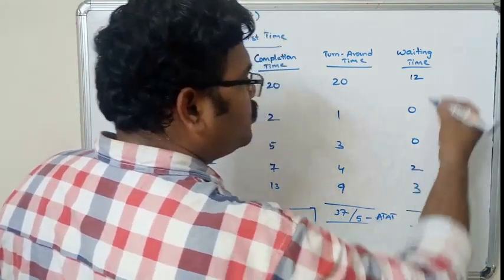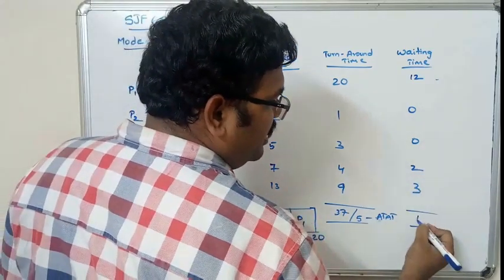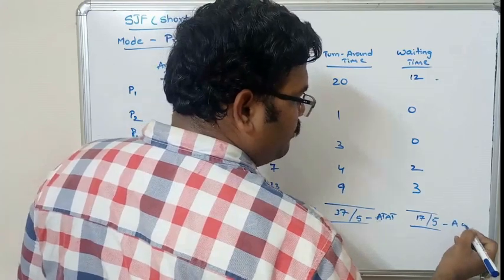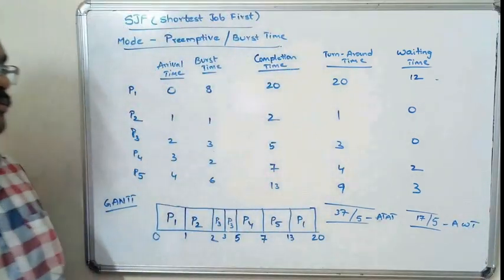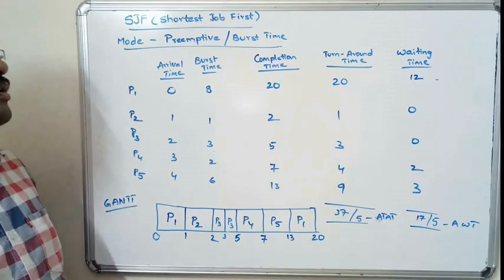Now average waiting time. So 12 plus 2, 14. 14 plus 3, 17 divided by 5. This is the average waiting time. Hope you understood this, right?